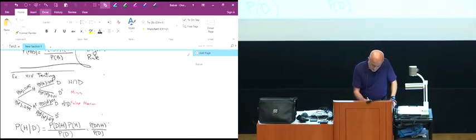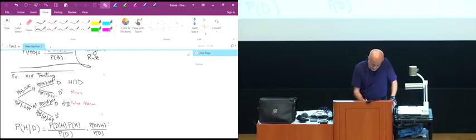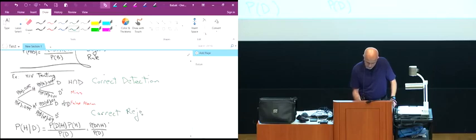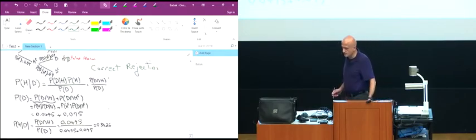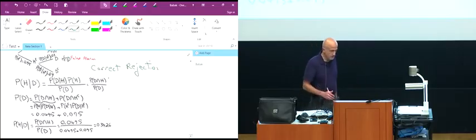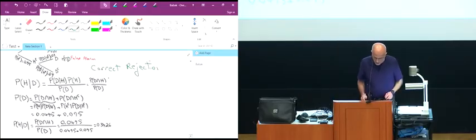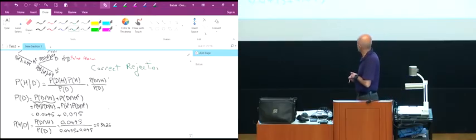So let's actually give the other terms their due names. So this is correct detection, and this is correct rejection. And this terminology is reasonably common and well understood.